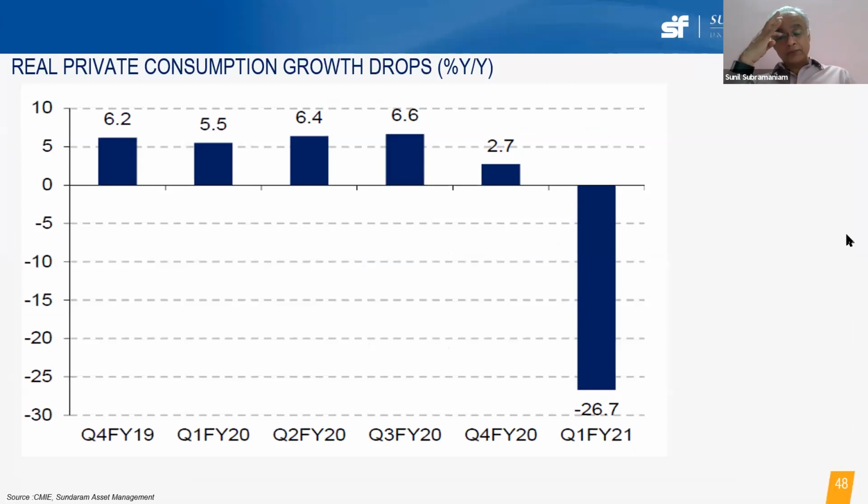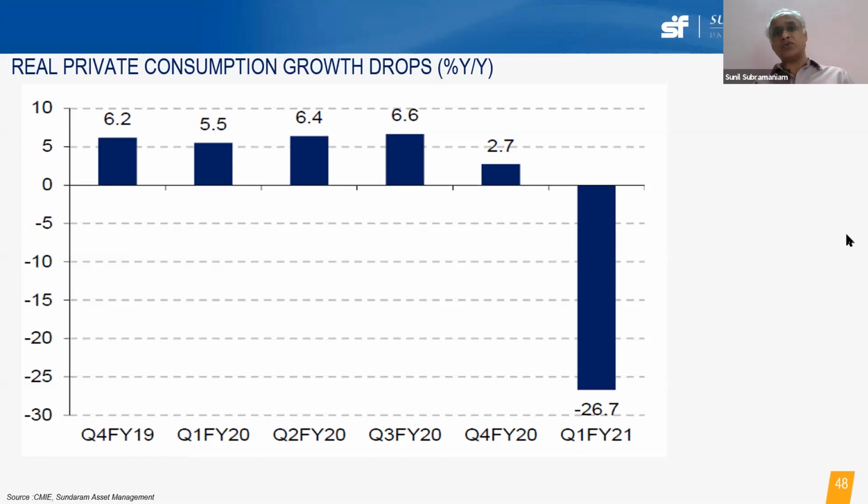So there are three aspects to this. There's private consumption, there's government consumption, and then there's capital expenditure, whether it's done by private or the government. On the private consumption, as you can see, over the last 4-5 quarters itself, it's been fairly at a low single digit level of 5 to 6%, dropped to 2.7% in the last quarter, but in the first quarter of this year, it has collapsed by 27%.